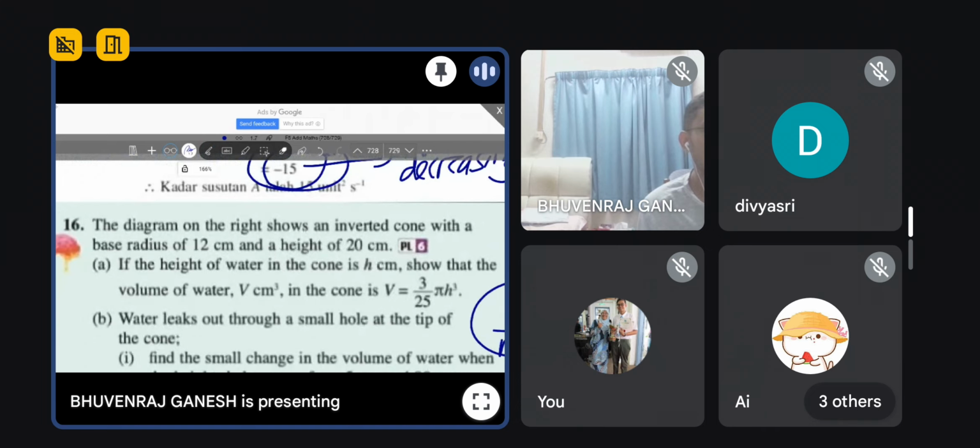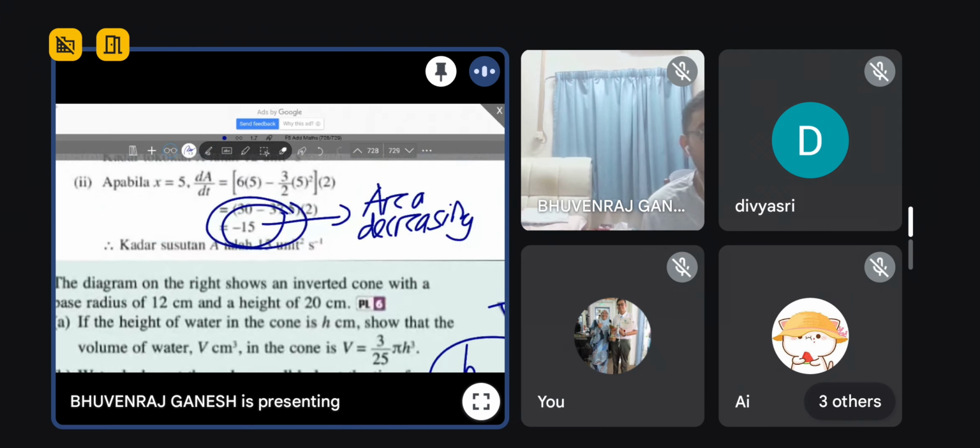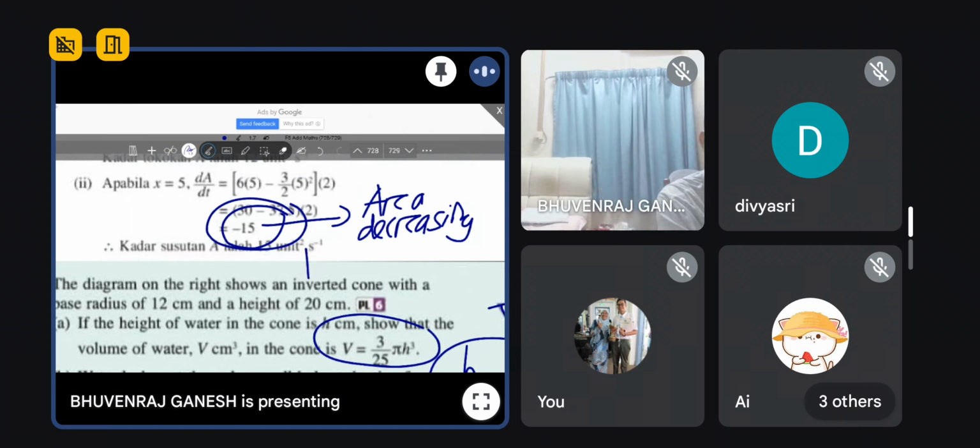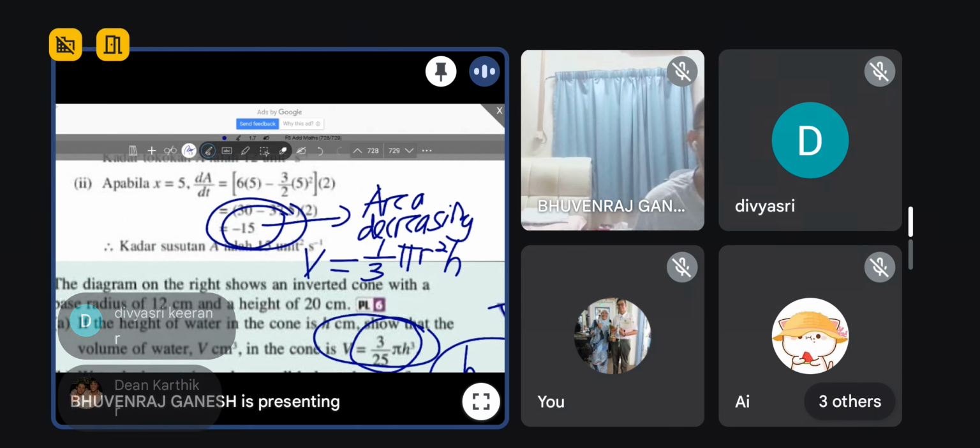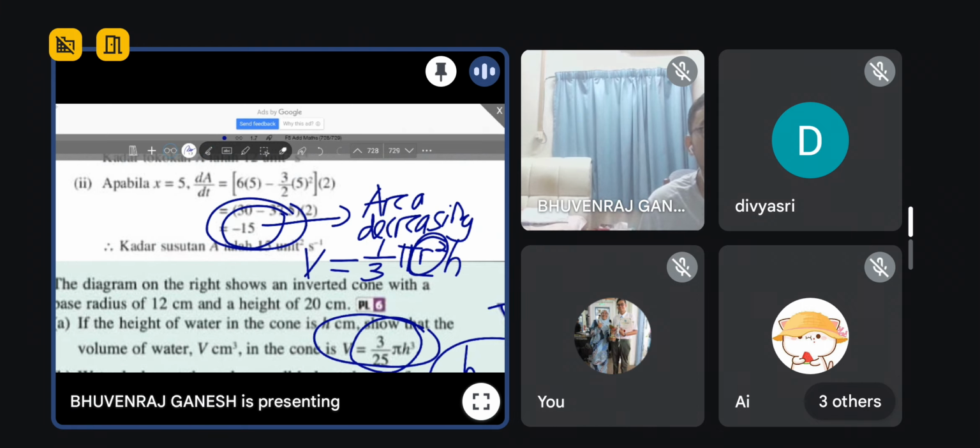Okay, so first question, show. We have to show the volume equal to this one. Should be no problem. Volume of cone is 1 over 3 pi r square h. So based on the answer, guys, which variable we need to hapuskan? R or H? Very good. So we must get rid of the R because our answer is only in terms of H.